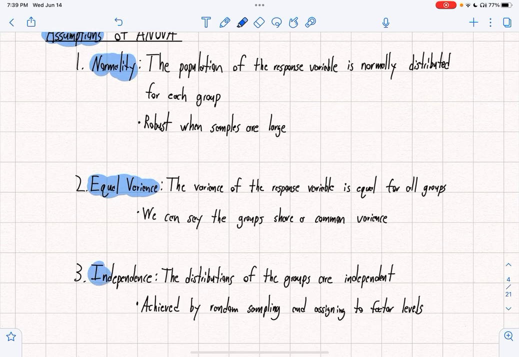And the third is independence. The distributions of the groups are independent. This is achieved by taking random samples and assigning to factor levels. So if you're randomly assigning to each of the factors, you don't have to worry about independence. That will always hold true.